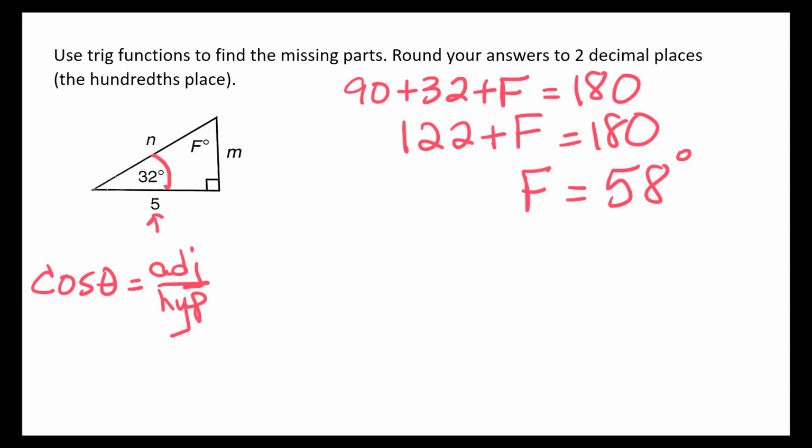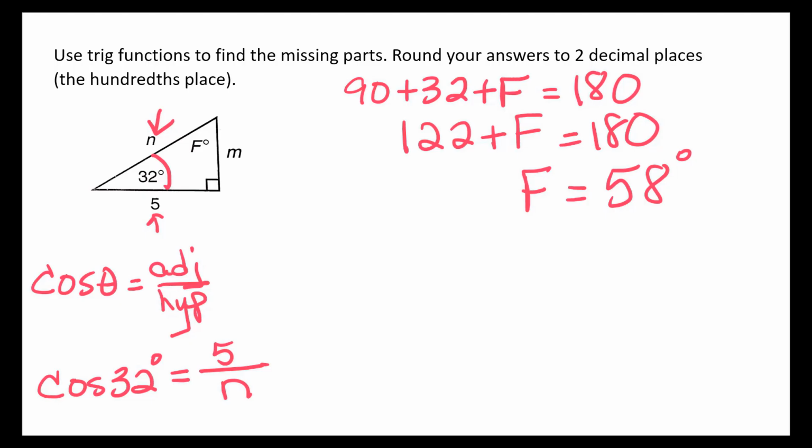So we will use cosine to figure out what n is, because that's the hypotenuse. We have the adjacent, we have the angle theta, and so we can use cosine. So cosine of 32 degrees is equal to 5, the adjacent side to 32, over the hypotenuse n.